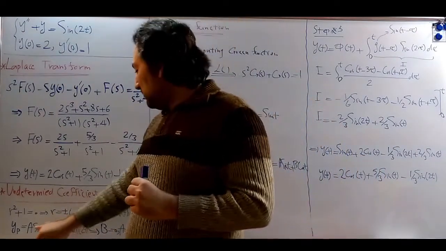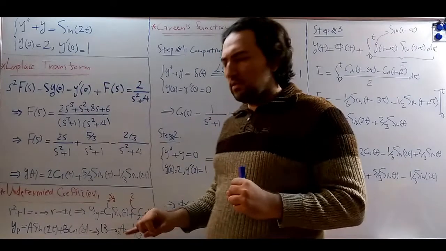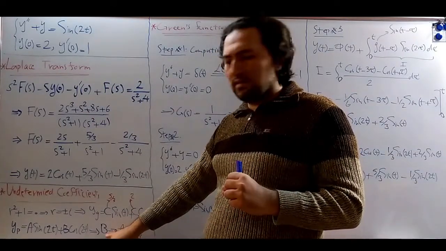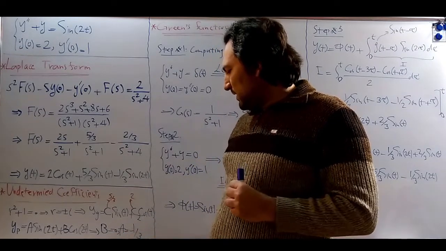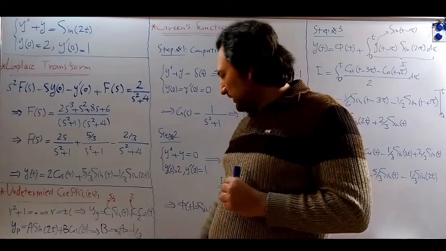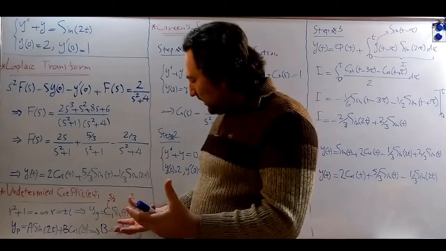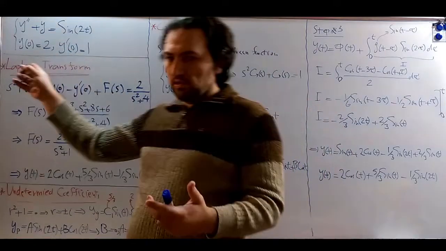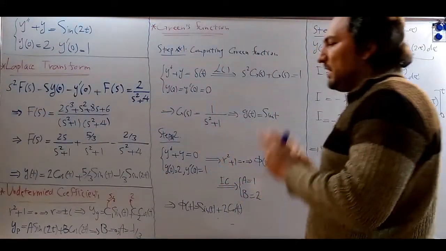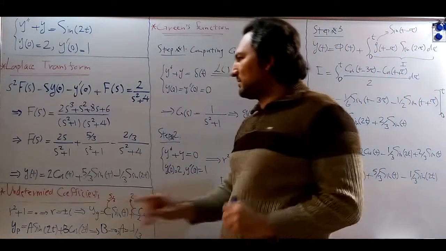Then substitute this candidate in the original equation, and you can find that the coefficient b equals 0, and the next one is negative 1/3. Then you can compute the unknown coefficients using the initial conditions, and you will obtain exactly the same expression as the previous one.